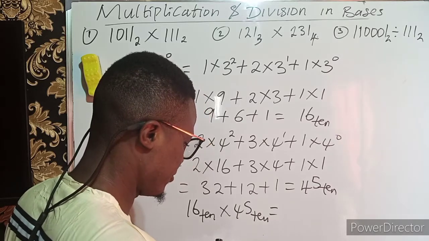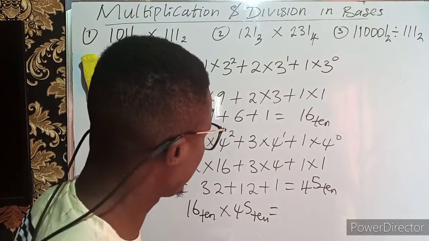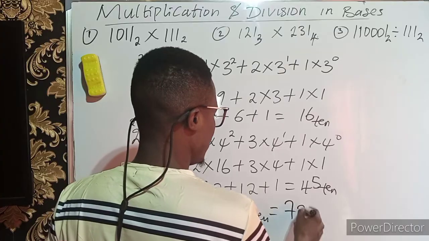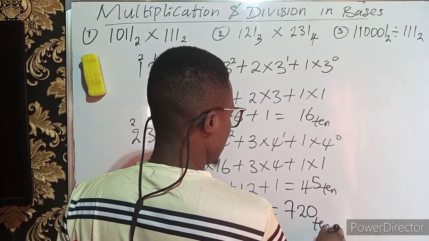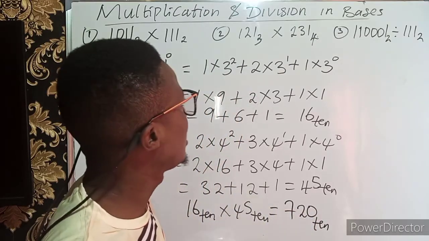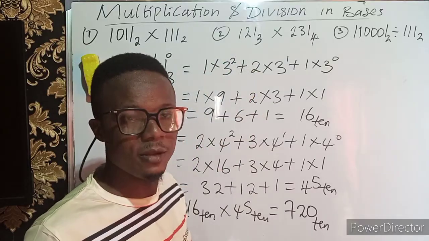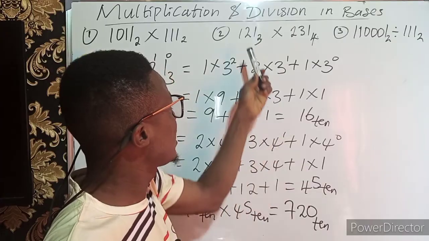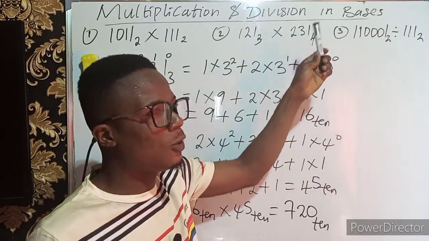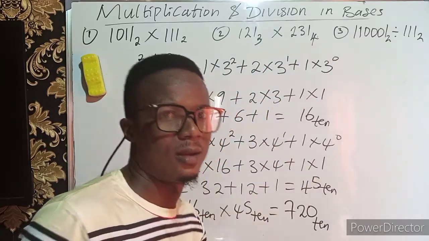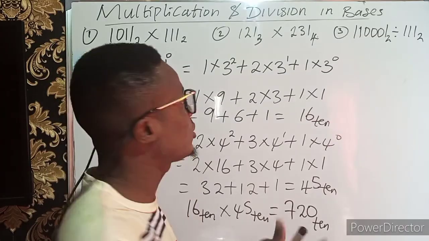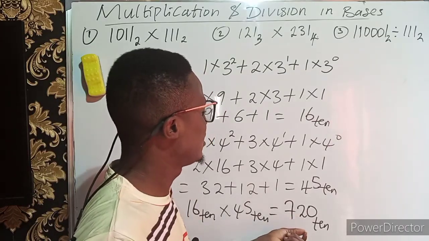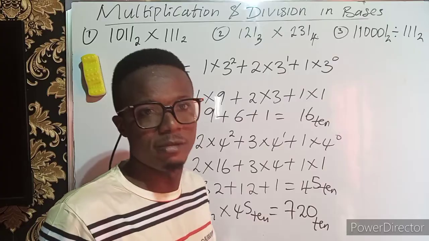16 times 45 gives us 720 base 10. Now the examiner will tell you the base in which to leave your answer. So this is in base 10. The question can tell you to leave the answer either in base 3 or in base 4 or any other base they prefer. Okay, so in this case, let us try to leave the answer in base 4, for instance, and see what it will give us.